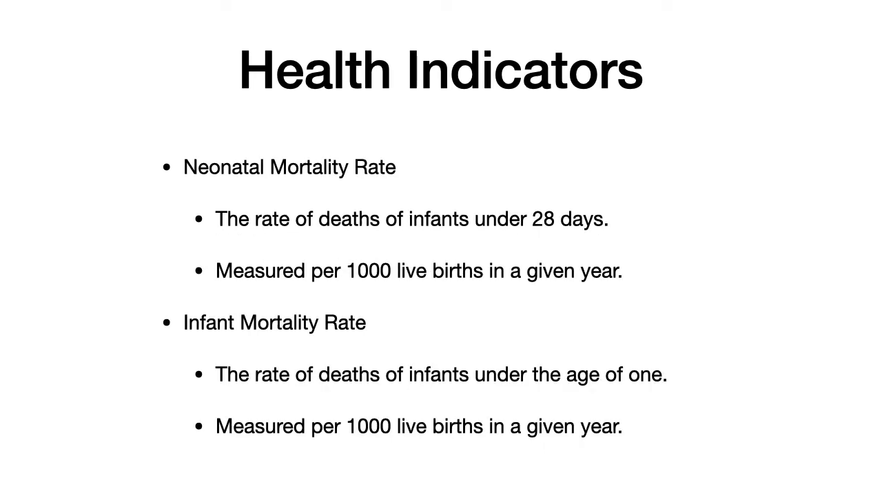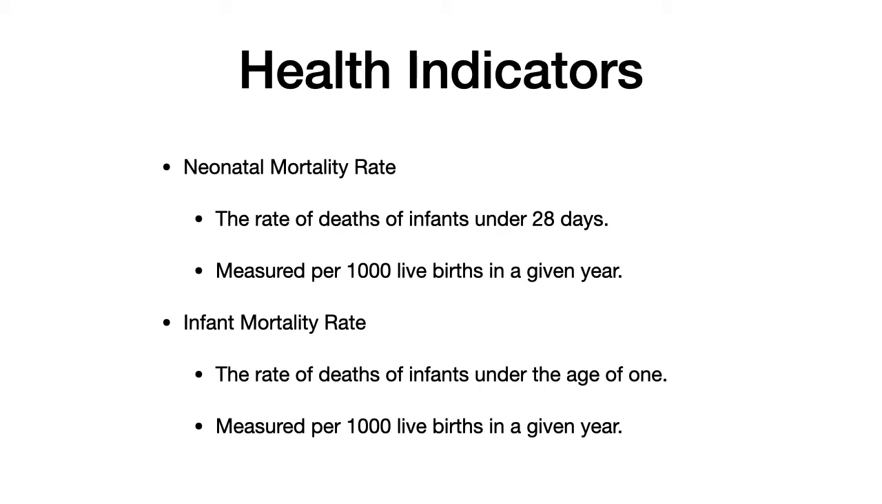Next, we can get into a few different mortality rates. The first being neonatal mortality rate. This is the rate of deaths of infants under 28 days, so in the first 4 weeks of their life. And this is measured for every 1,000 live births in a given year. So neonatal mortality rate would be reported over a given year per 1,000 live births.